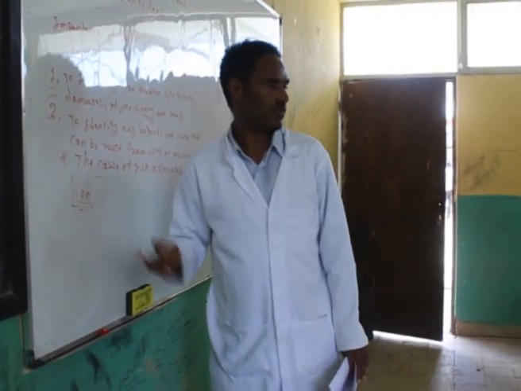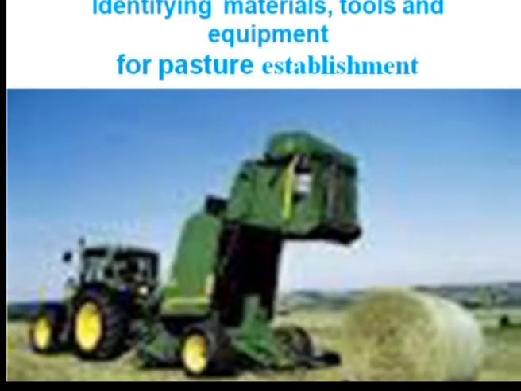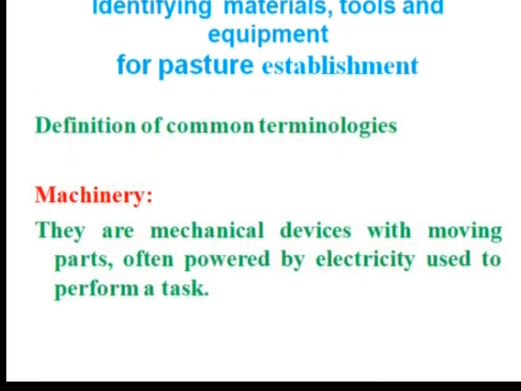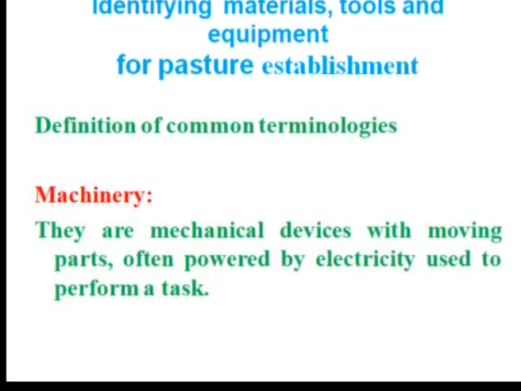In this competency, the other important point is identifying materials, tools, and equipment for pasture establishment. Before identifying materials, tools, and equipment, it's better to understand common terminology about them. Among them, the first one is machinery. Machinery are mechanical devices with moving parts, often powered by electricity, used to perform a task.